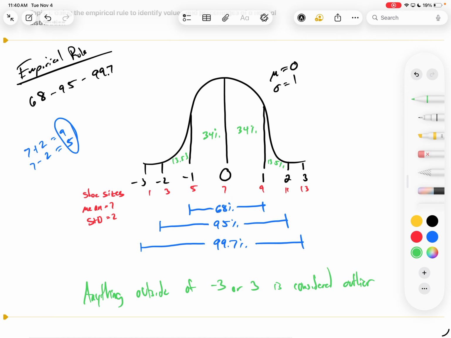So I can say things like if my shoe size was 9, I'm in the 84th percentile because 50% this way and 34% this way. 50 plus 34 is 84%, okay? 13.5% of people wear shoe size between 9 and 11, okay? I'm making the shoe size up. That's probably not accurate. But you can start to see all these different percentages.